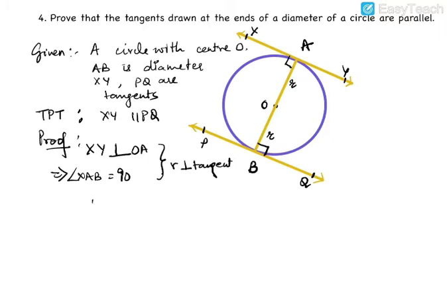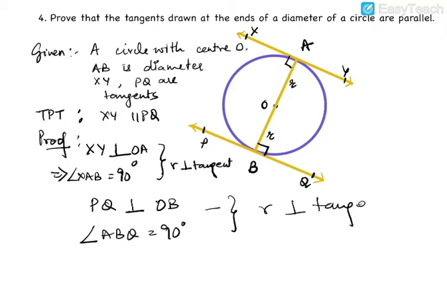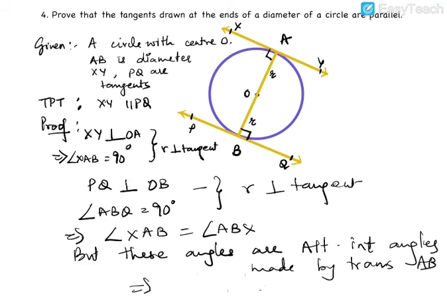Similarly, we can write PQ perpendicular to OB. So angle ABQ is equal to 90 degrees. Same reason, radius perpendicular to tangent. So this implies angle XAB is equal to angle ABQ. But these angles are alternate interior angles. So this implies that XY and PQ are parallel lines.